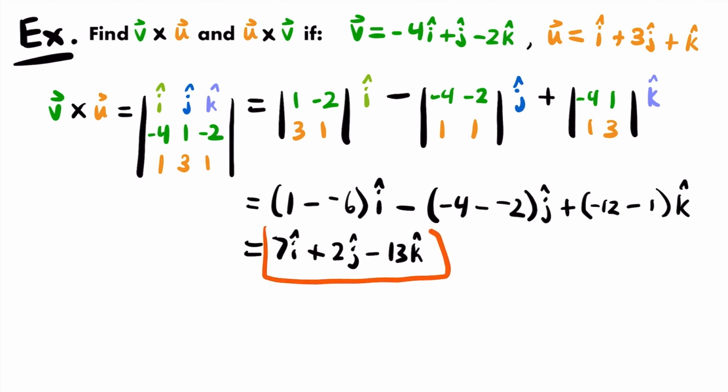That right there is the cross product of vector v and vector u: 7i + 2j - 13k. We now have a vector that is orthogonal to both vector v and vector u.